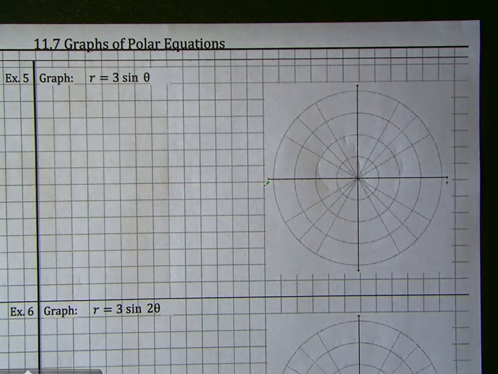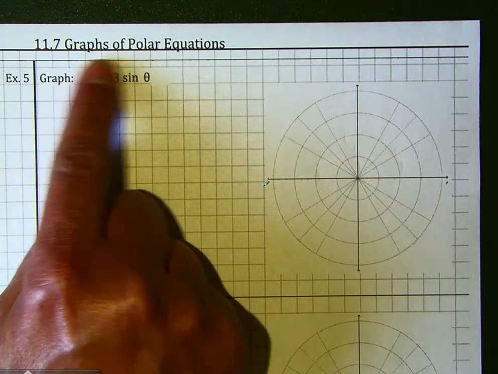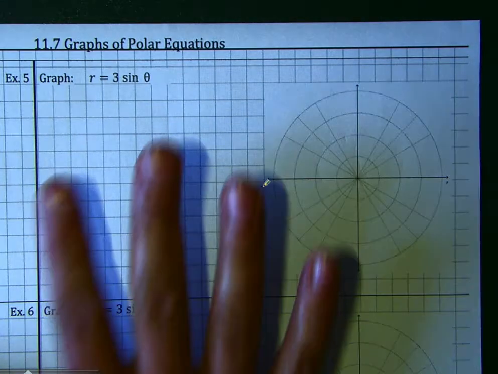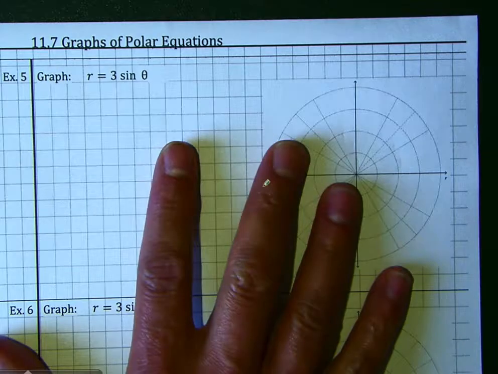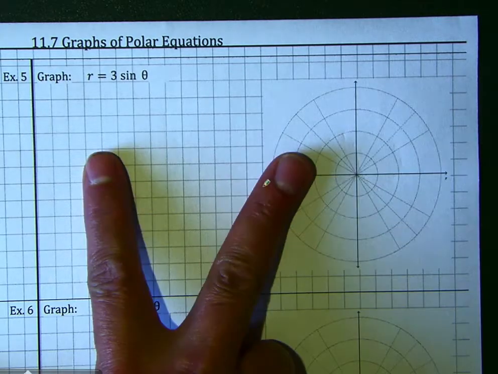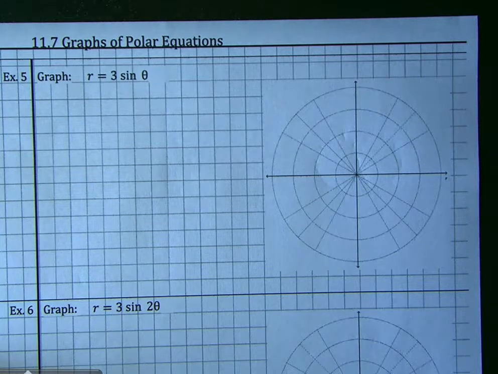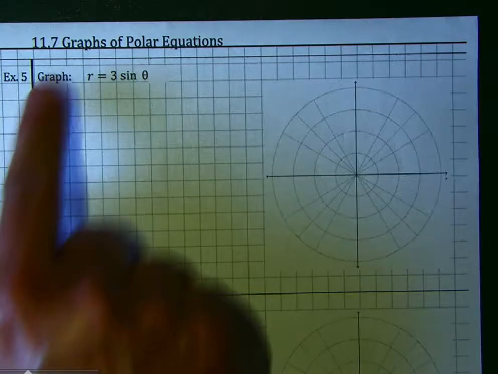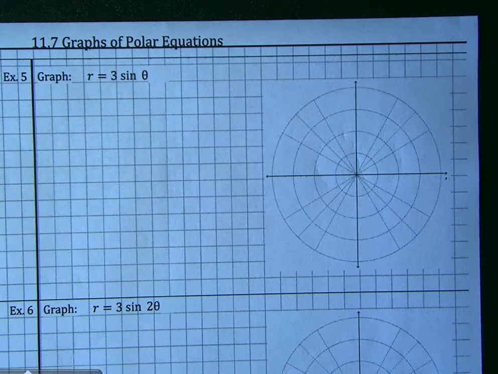Today we are going to continue with section 11.7, graphs of polar equations. Now your book actually covers 11.6 and 11.7 together, and I prefer to separate them into two sections. Actually, I prefer to separate them into three different sections. They cover way too much in one section. So we continue to label this one 11.7, even though in your book it will be 11.6.